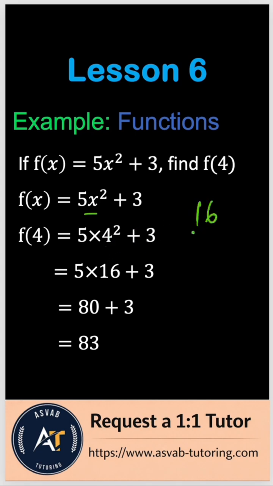So 16 times 5: 5 times 6 is 30. We have 3 as carry. 5 times 1 is 5. 5 plus 3 is 8. So that's 80. So 80 plus 3 is simply 83.